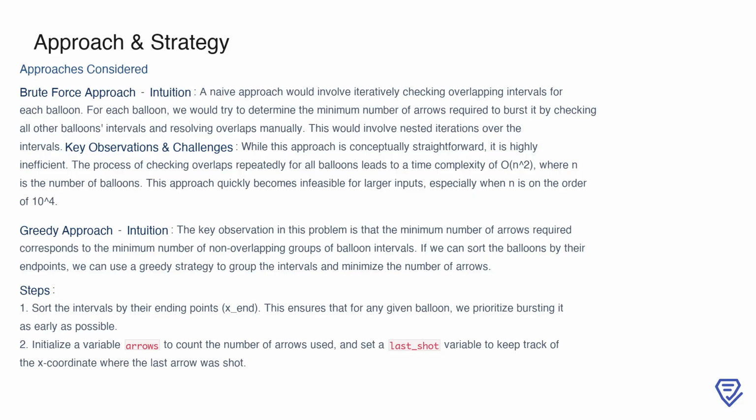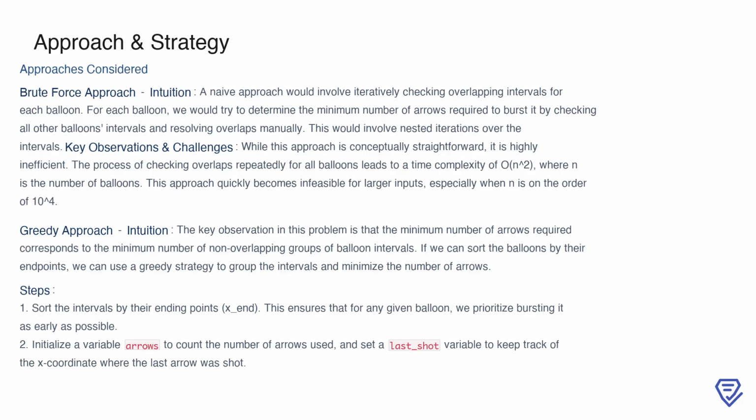To approach this problem, we first consider the brute force method. The intuition here is simple. For each balloon, we examine all other balloons to figure out the minimum number of arrows required to burst it. This involves manually resolving overlaps between intervals through nested iterations. While this approach might seem straightforward conceptually, the challenge is its inefficiency.